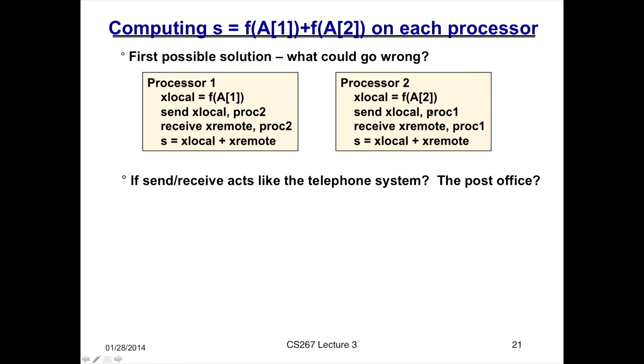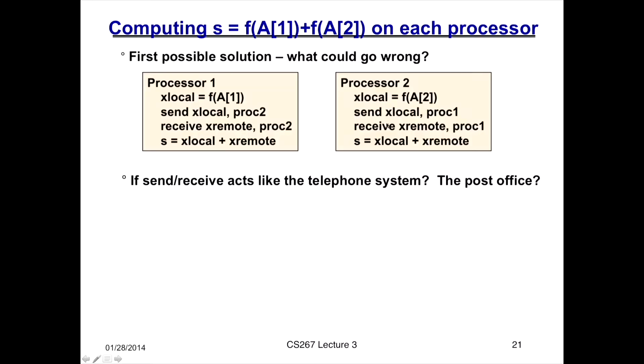You both get busy signals, and you just sit there waiting forever. You have a deadlock. That's one possible semantics of send. But what if it's like the post office? When you send, you just put it in the mailbox, and then you go on to the next thing that you want to do. You return immediately, and you execute the next subroutine, which is receive. In that case, there's no problem. Everybody will get their neighbor's data, and life will go on.